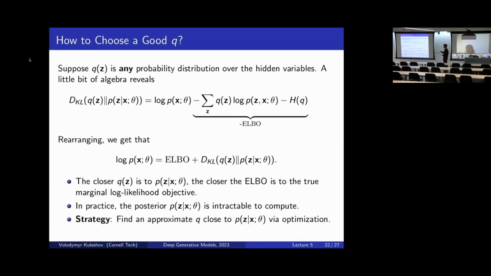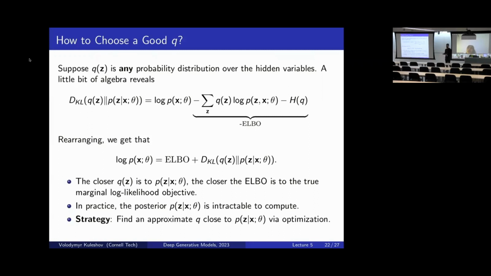So here we've quantified the gap, and this formula also tells us what the ideal Q of Z should be. The ideal Q of Z is precisely P of Z given X. And if we can choose our Q of Z to be that, then the ELBO is an exact approximation to our objective. Okay? So that's good. We know what we need to learn.